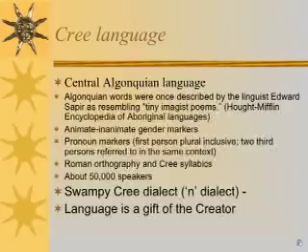There are about 50,000 speakers of Cree, although they can be divided into a variety of dialects. And in this study, the community speaks what's called the Swampy Cree dialect or the N dialect. The belief of the people that use this language is that language is a gift of the Creator.